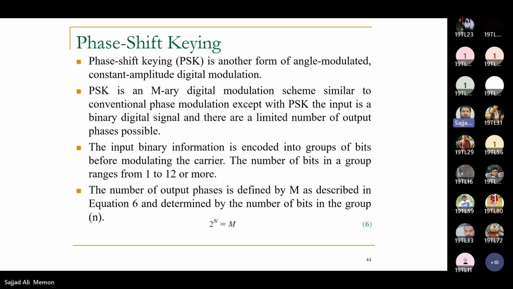So the number of output phases is defined by M, as described in equation 6, and determined by the number of bits in a group. Like if we have only one bit in a group, then n will be equal to 1, then 2 power 1 will be equal to 2. So there will be only 2 phase outputs. If n is equal to 2, that is 2 bits per group, that means 4 phases. Then 4 phases means we have to divide 360 by 4. That is how we will have the 4 phases.